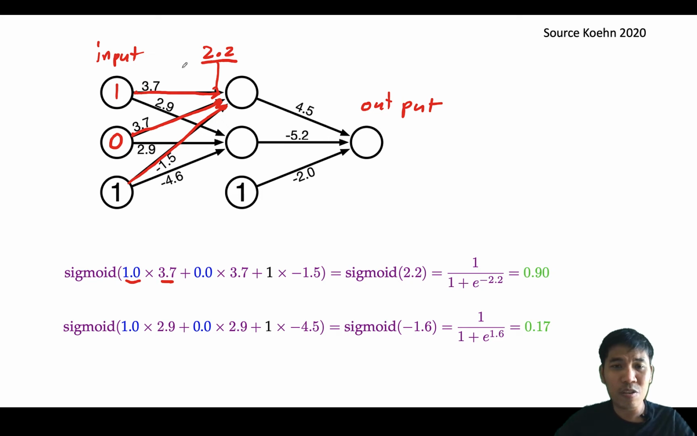After we get the 2.2, we have to send this value into a so-called activation function. Actually, there are several kinds of these functions. Today we use the so-called sigmoid function. The sigmoid function is something like this: it's 1 over 1 plus exponential power of this value. So I send this one into the sigmoid function, and finally the value is about 0.9.